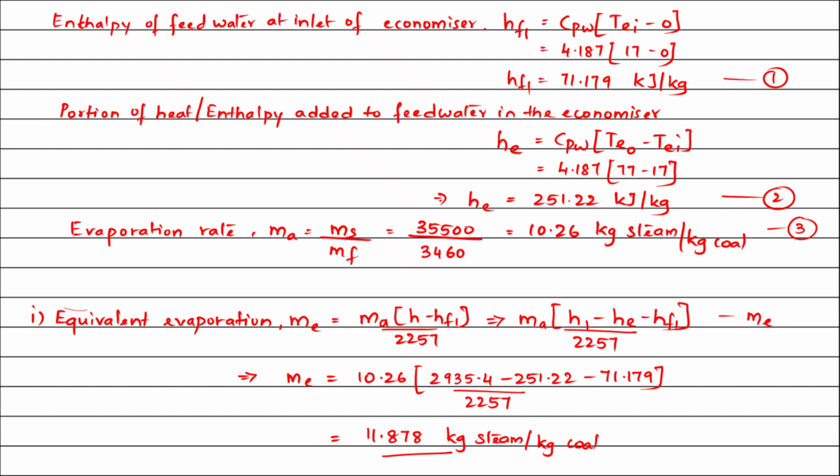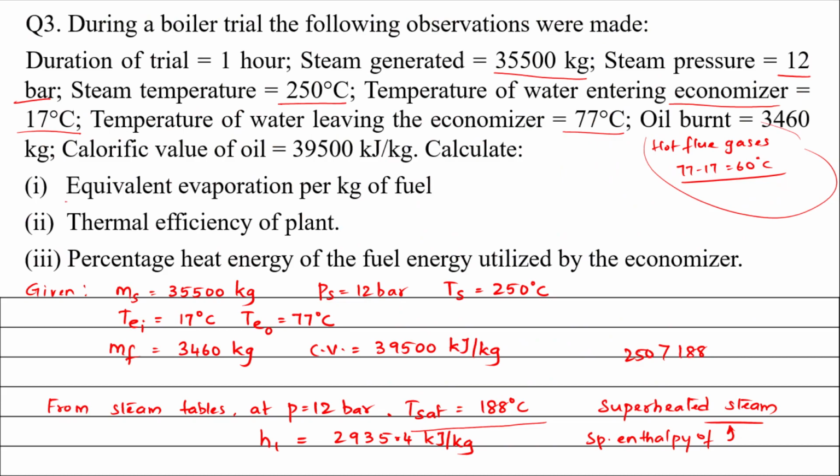Now I have to find out the thermal efficiency and the percentage of the heat energy that is utilized by the economizer. So I am supposed to find out those two parts also. Next, to find out the thermal efficiency, let me go back to the question. Here I am asked to find out the thermal efficiency of the plant.